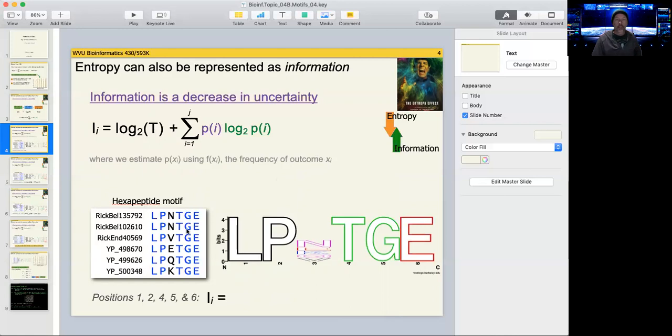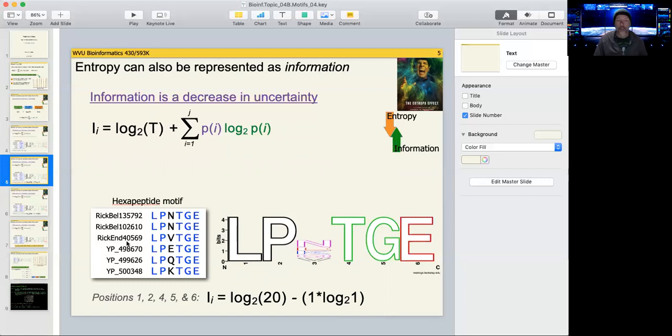Okay, let's get rid of the easy ones first. Here's our hexapeptide motif. 5 out of the 6 positions are 100% conserved. Those are the blue ones. We can calculate the information in those positions.